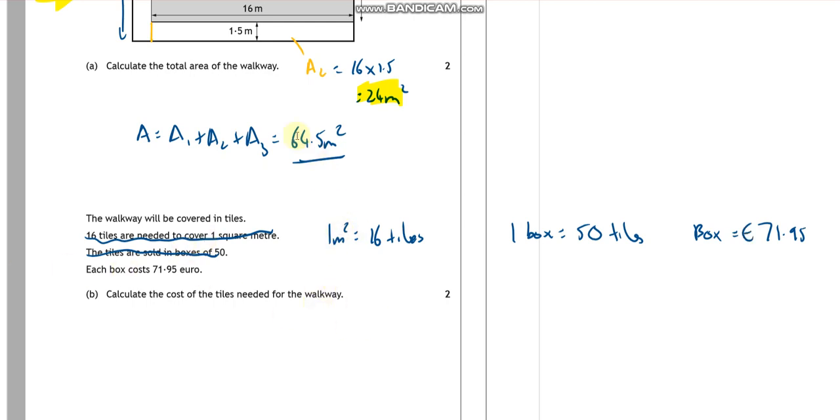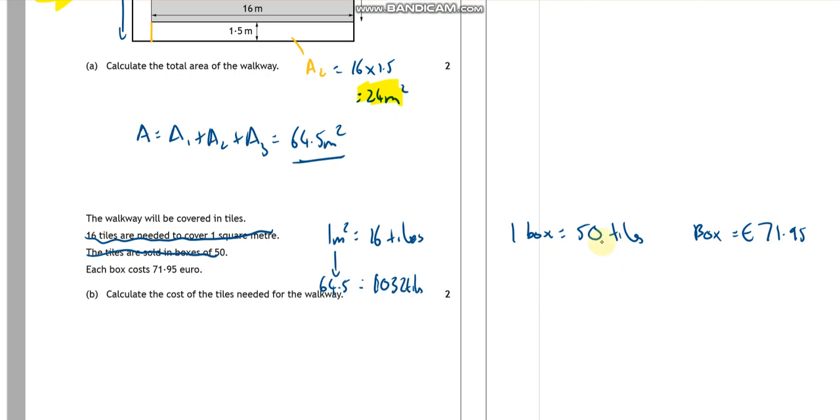Okay, well, we want 64.5 meters squared, so how do I get from 1 to 64.5? Well, we'll say multiply it, don't I? So I'm going to do 64.5 times your 16, because I need to do the same to both sides. If 16 is for 1, then I've got 1,032 tiles for the 64.5. Now they're sold in boxes of 50. So if I take that number, 1032, and divide by 50, that's how many boxes I'm going to need.